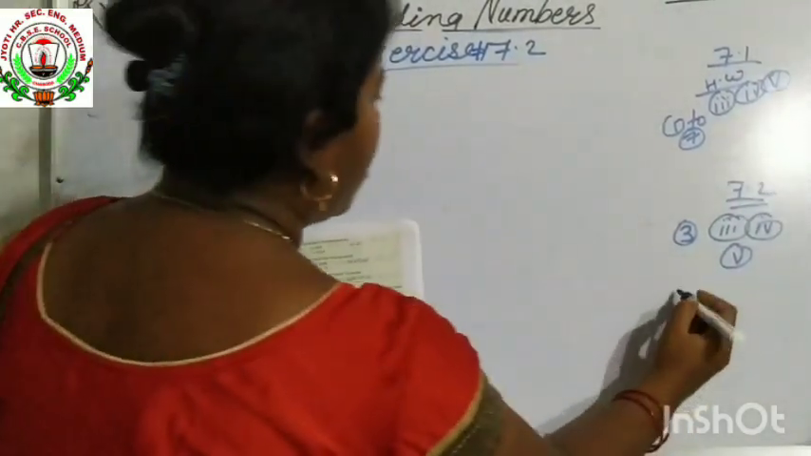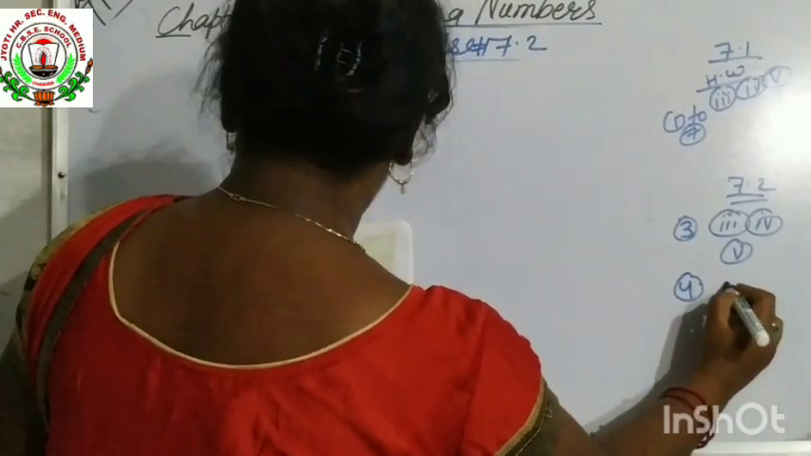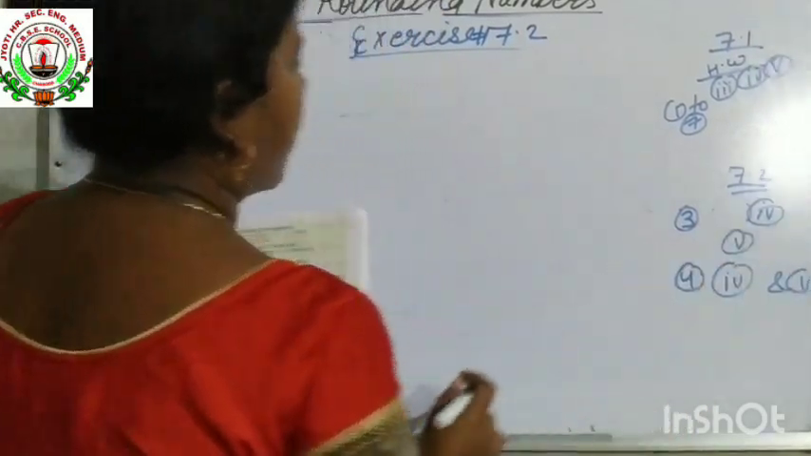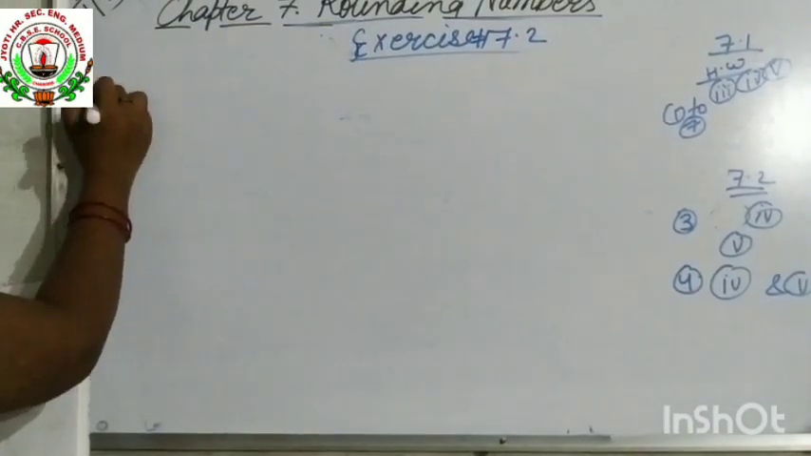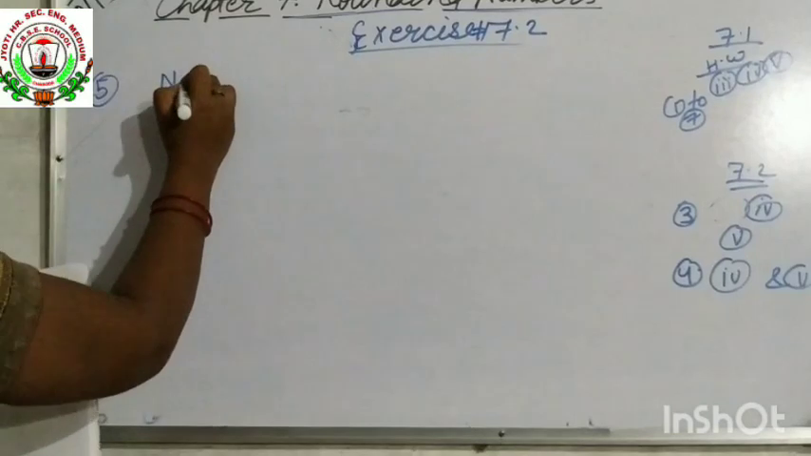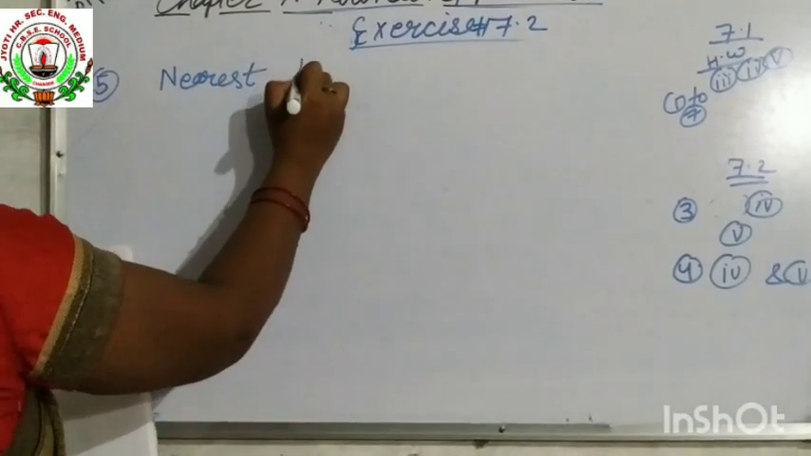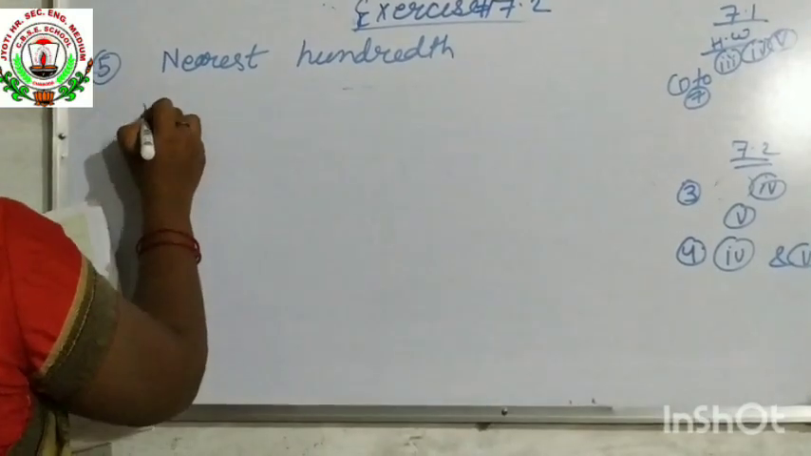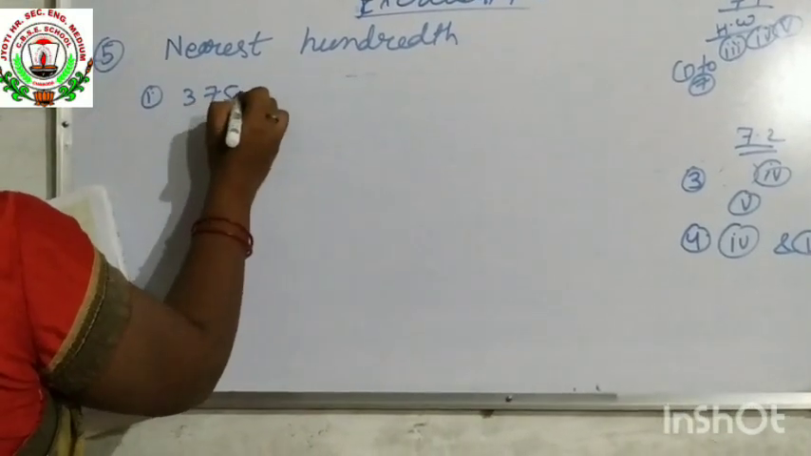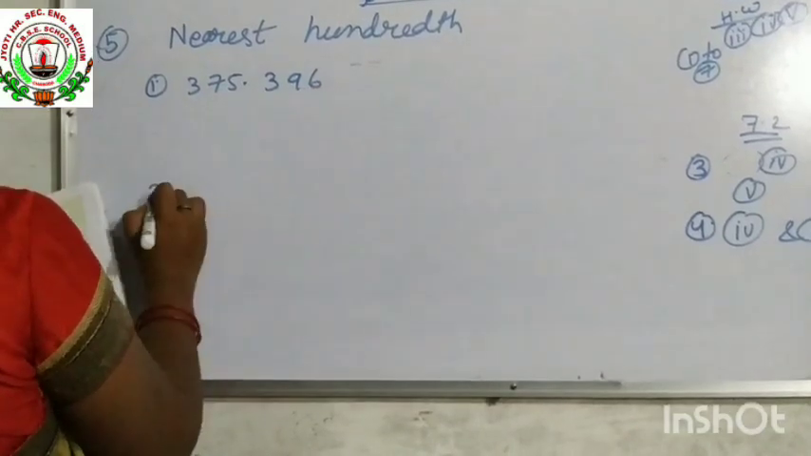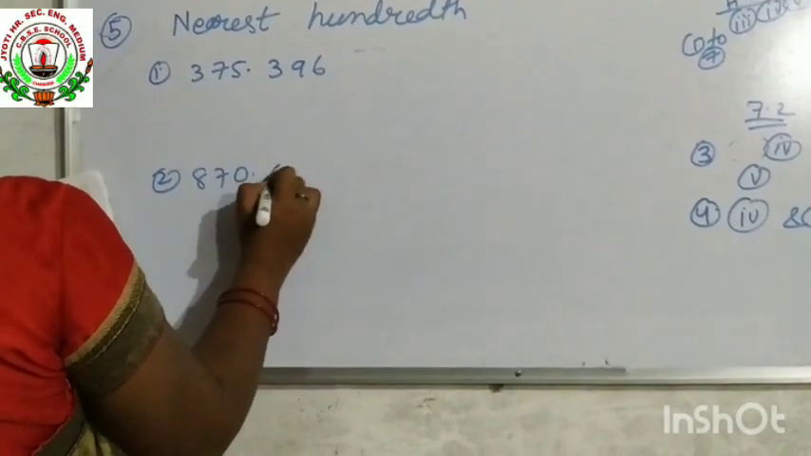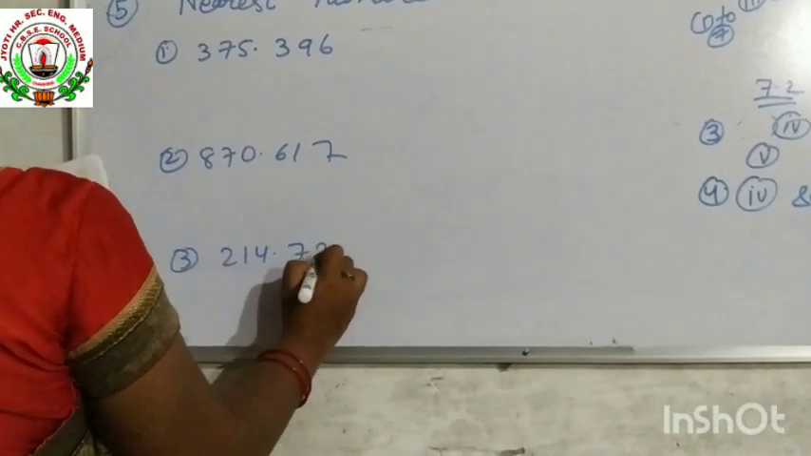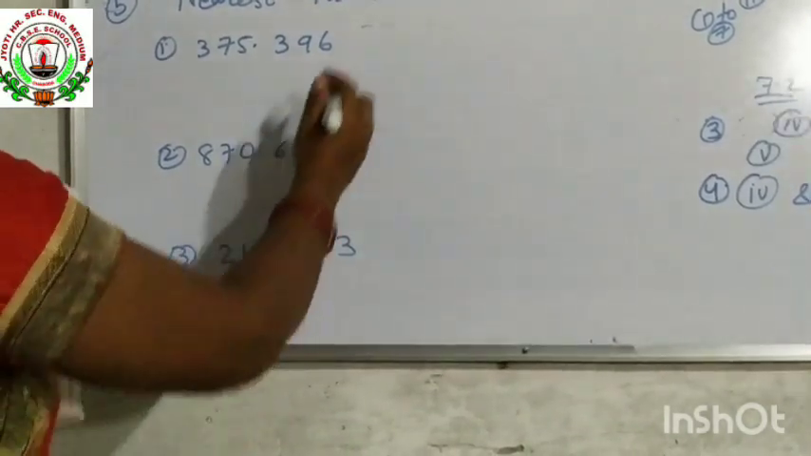Now in question 4, you will do 4 and 5. Here 3 we have completed. You will do 4 and 5. Okay. Now next we will see number 5. That is nearest 100. In nearest 100, 396. Number 2 is, and number 3 is. In this question, nearest 100.